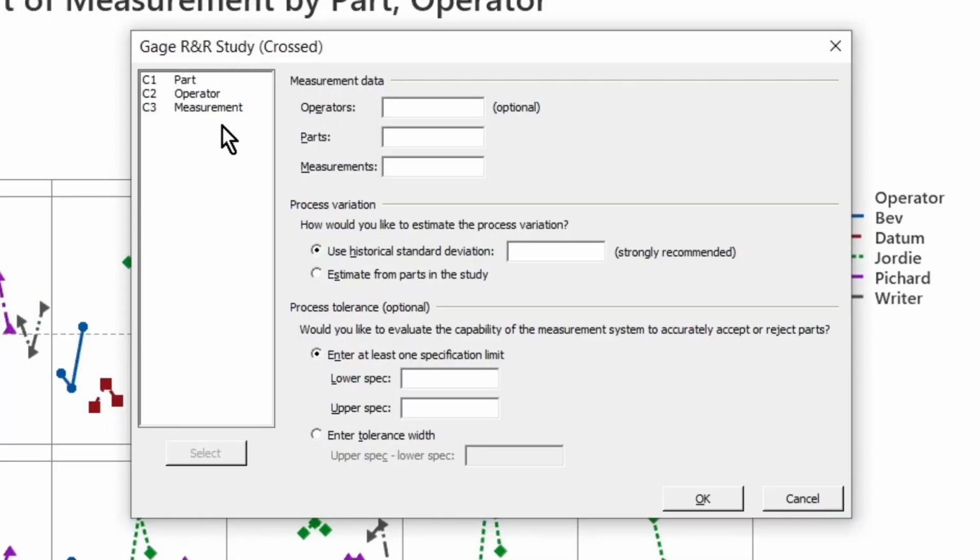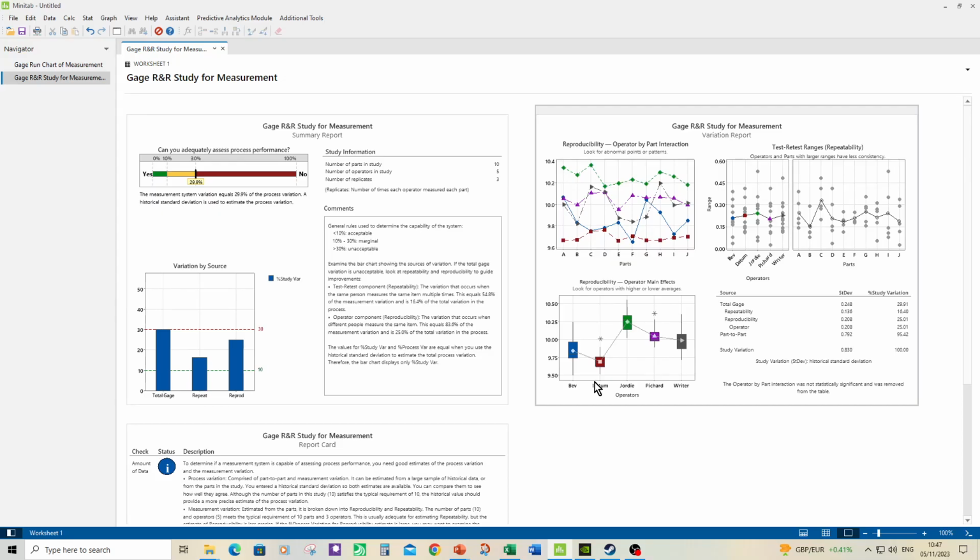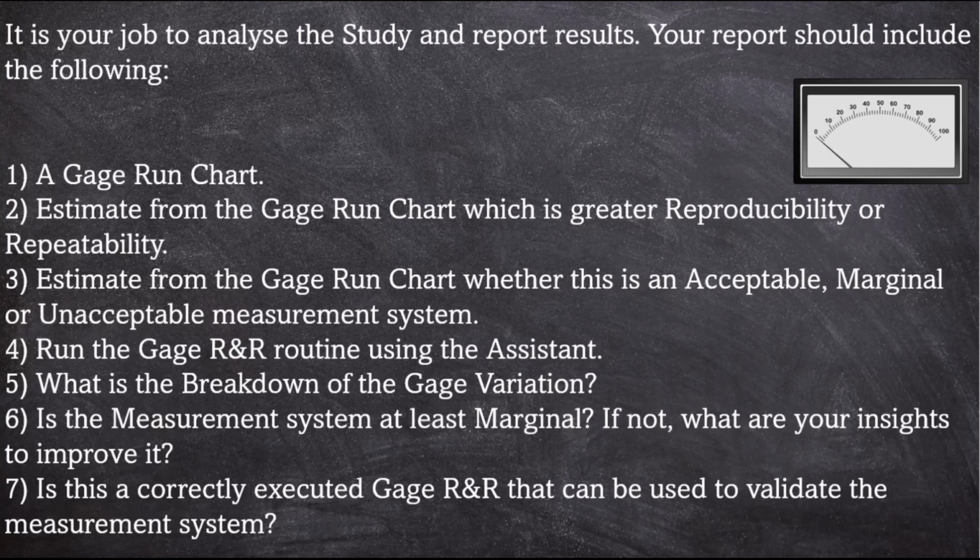Okay, let's put in our 3 columns: operator, part, measurement. And if I remember correctly, the historical standard deviation that we want to use is 0.83. Click OK. We get a 3-page report, and I'll just set it up to zoom onto each page in turn. So now we've run the Gage R&R routine.